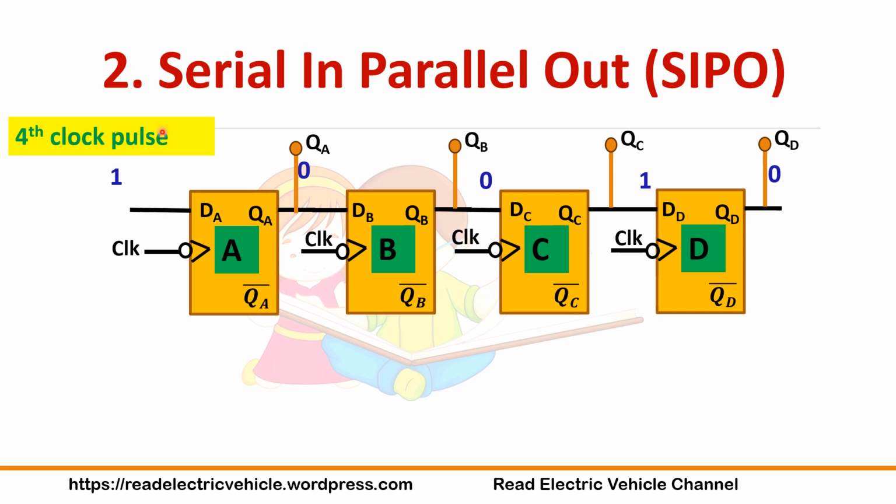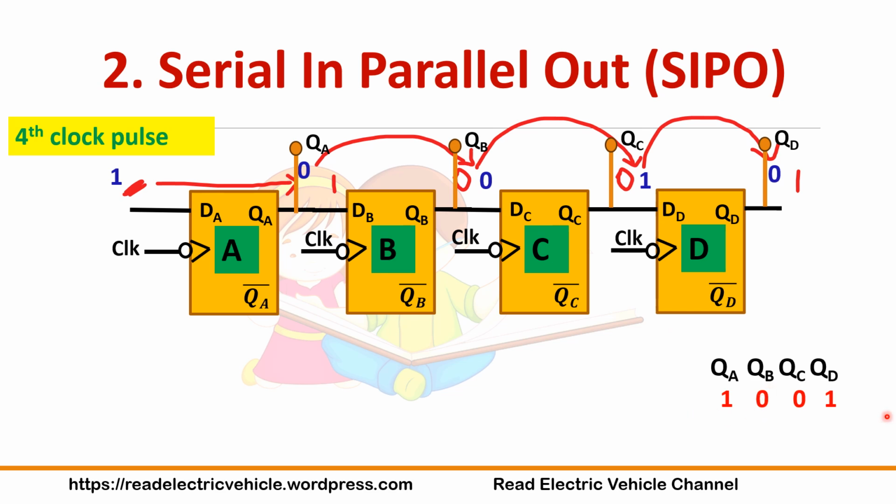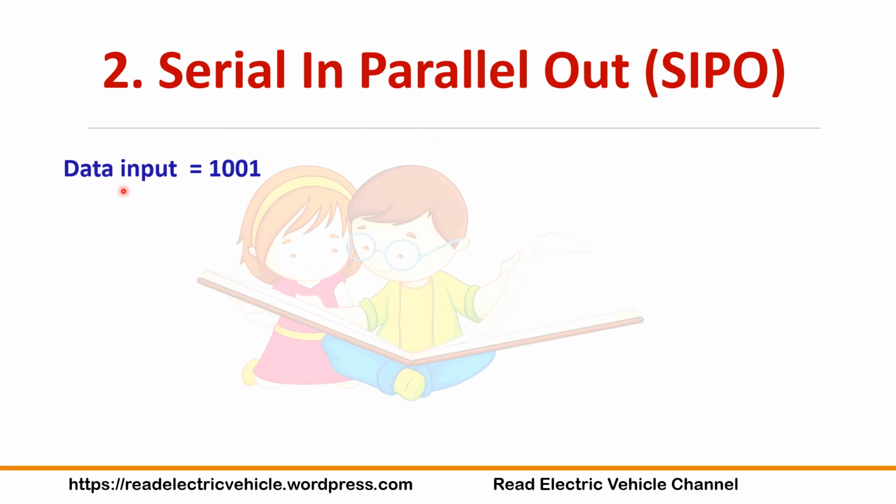Next, you give the fourth clock pulse. So after the end of the fourth clock pulse, this will be the output: 1, 0, 0, 1. So the input data we have given is 1, 0, 0, 1.